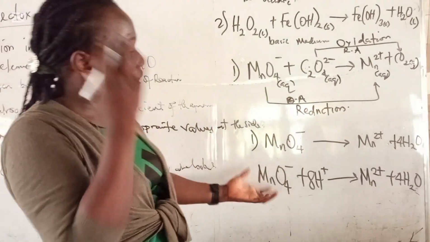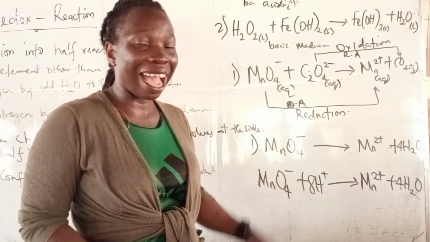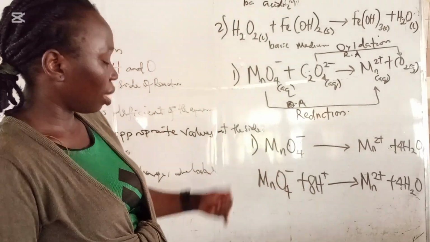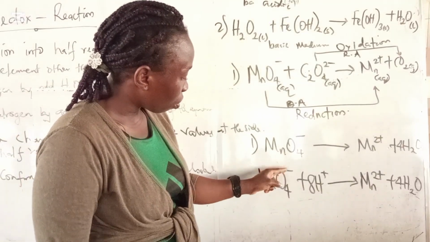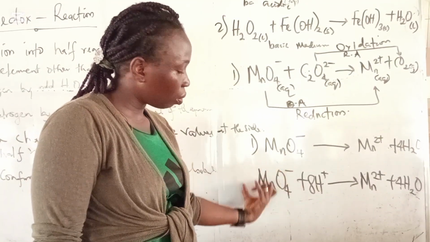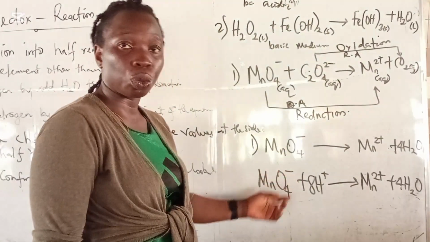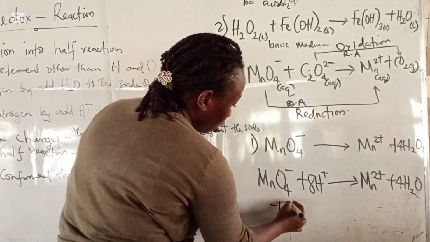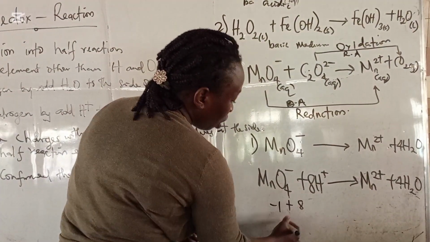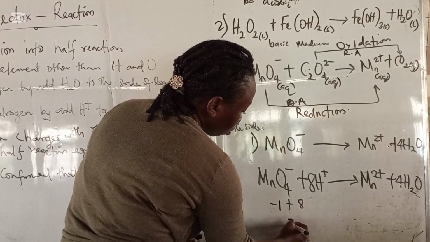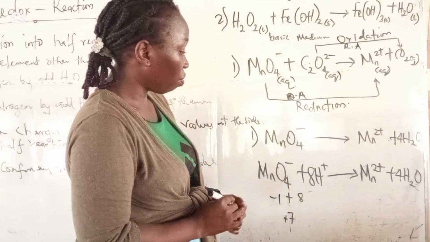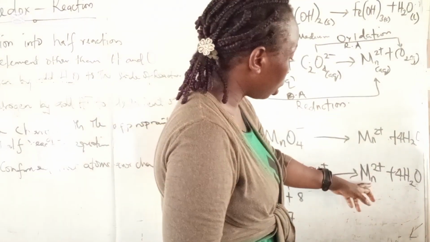Now, the next step is to balance the ions, that is the electrons. How do you balance? You look at the charge here. The charge in this molecule is -1. The charge here is +8. -1 plus 8 will give us what? 7. To give us 7. Then you will come over to this place.